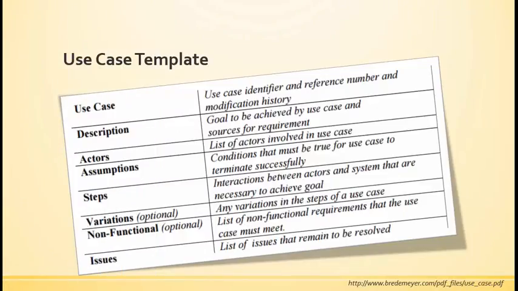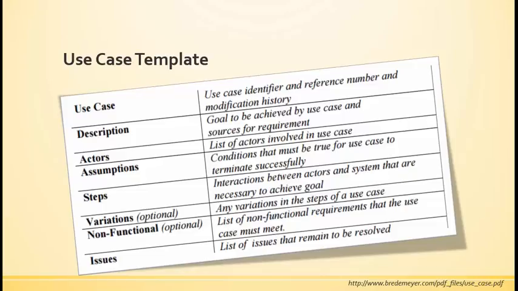Use case template. As you see in the diagram in front of you, we have a template for a use case, and it's in the form of a table. We have the use case, which is explained on the right hand side: use case identifier and reference number and modification history. We have description, goal to be achieved by use case and sources for requirement. Actors, list of actors involved in use case. Assumptions, conditions that must be true for use case to terminate successfully.